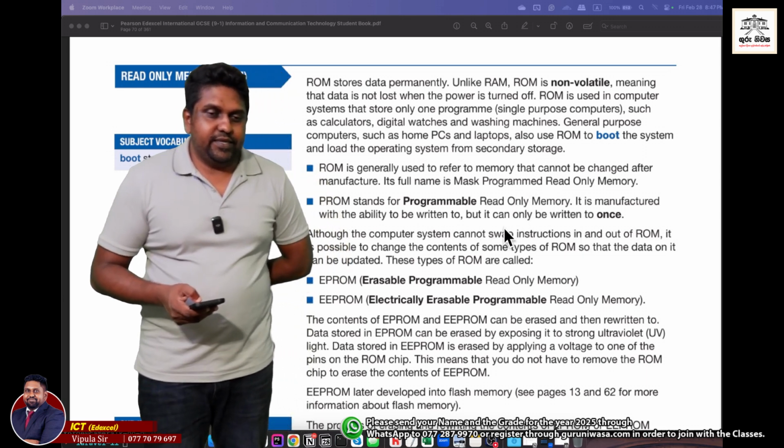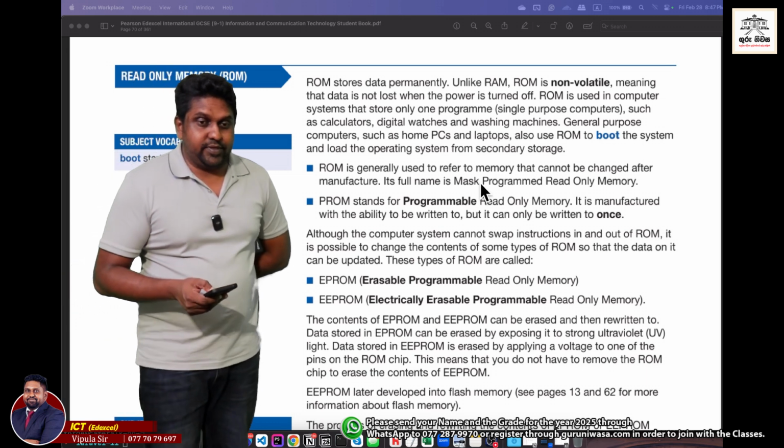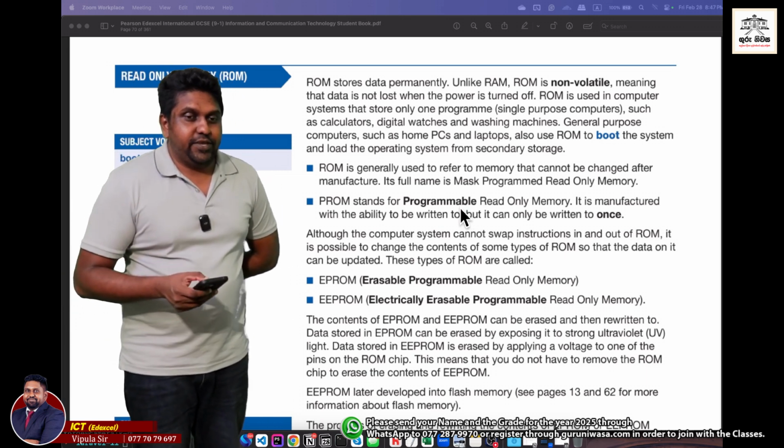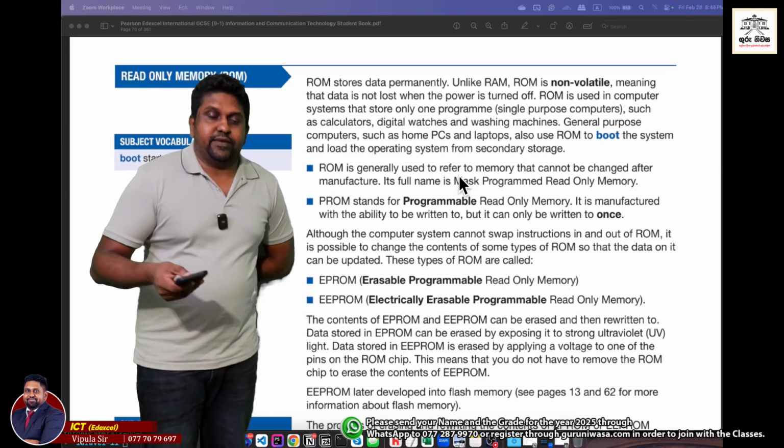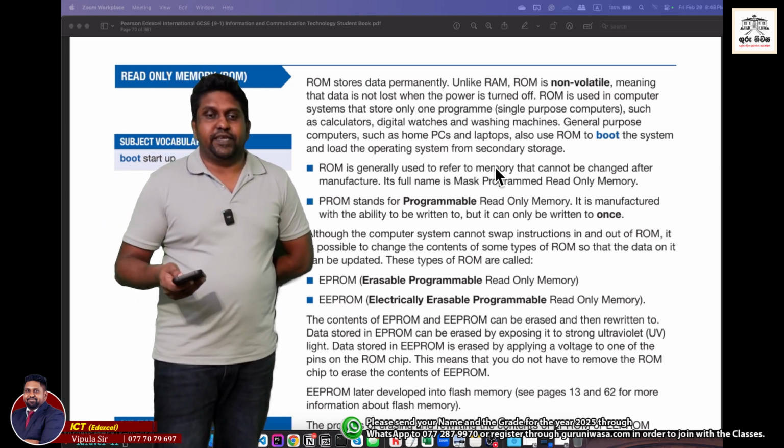So you write it once, you get the data, you write it once and then done deal. That's it. You can't change it, you can't update it. Okay, so that is programmable read-only memory. That is the programming part. But read-only memory is basically set by the manufacturer itself.